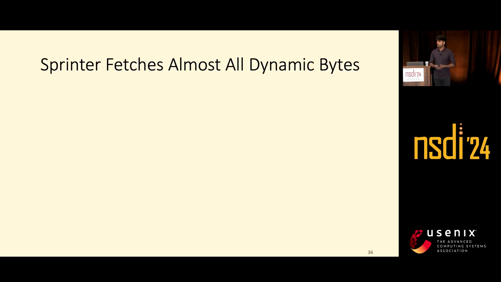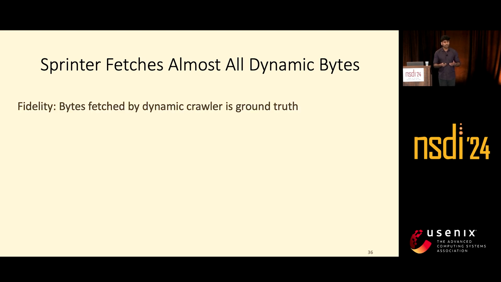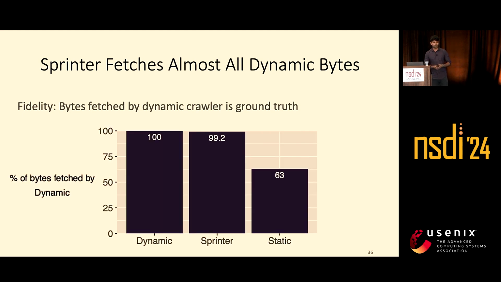So let me start with fidelity. In the context of crawling, fidelity can be defined in a lot of different ways. In our work, we did not make any assumptions about the purpose of crawling. And so we define fidelity as the bytes that are fetched by a dynamic crawler, that is a browser-based crawler. As you can see from this result, Sprinter was able to fetch almost all of the bytes that are fetched by a browser. Static, on the other hand, missed a good number of these bytes because it is fundamentally incapable of executing JS.